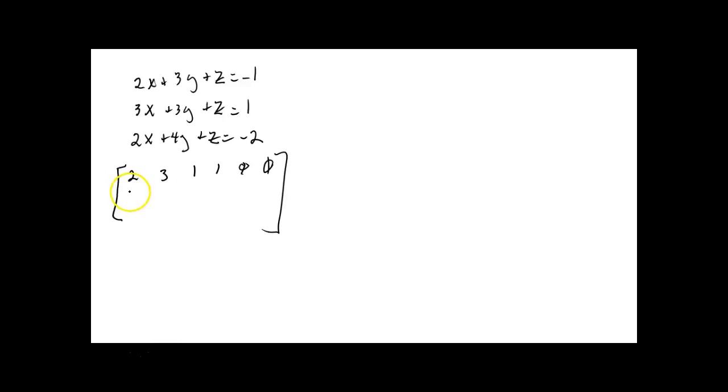So next, the rows: 2, 3, 1, 1, 0, 0; 3, 3, 1, 0, 1, 0; and 2, 4, 1, 0, 0, 1. Very good. Now, what's the first thing we want to happen? We want a one in the upper left, and there ain't no way to get that to happen, is there?